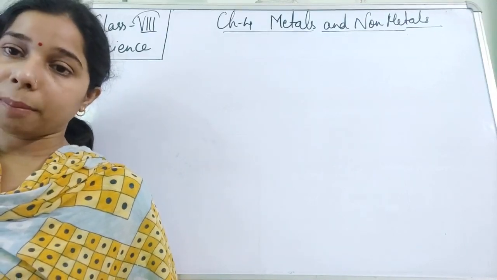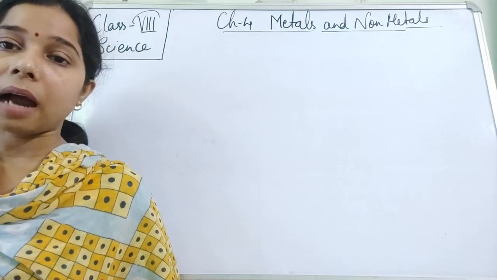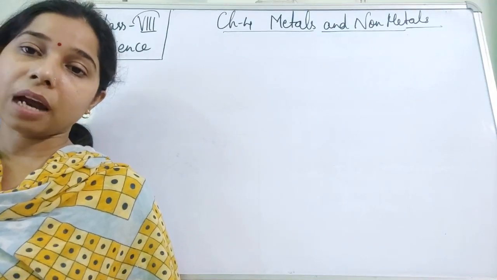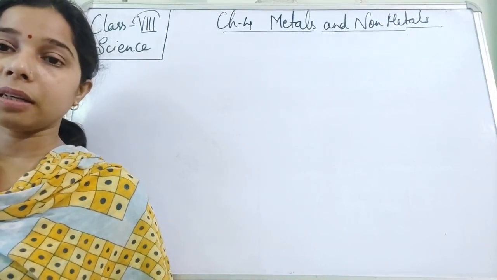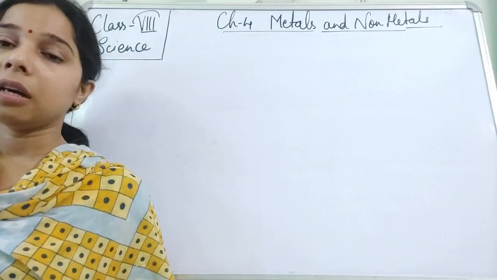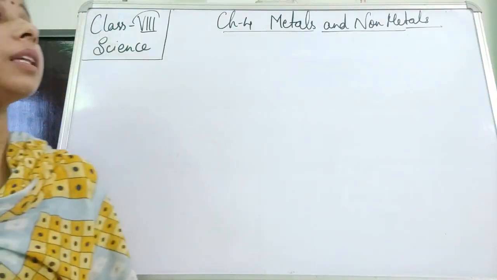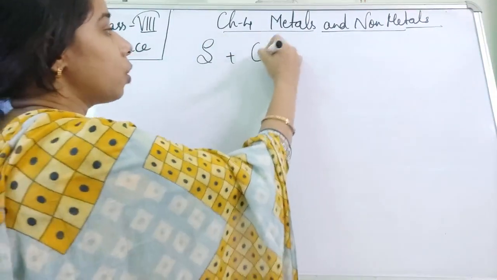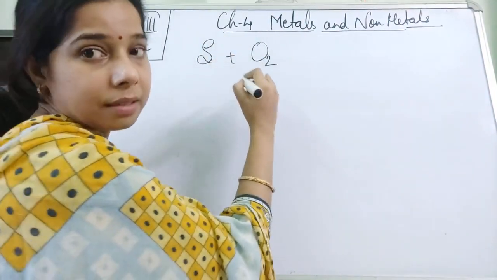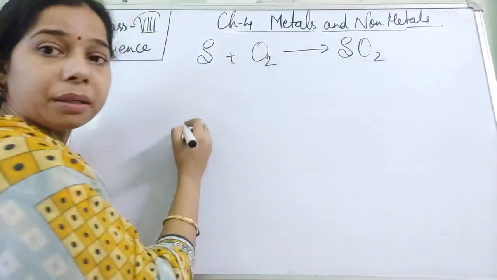While a non-metal also forms an oxide, it will always react with oxygen in the presence of heat. That means we burn it and then the production of an oxide occurs. Like if we talk about sulfur, we have seen that sulfur reacts with oxygen to form sulfur dioxide. So SO2 is formed here.